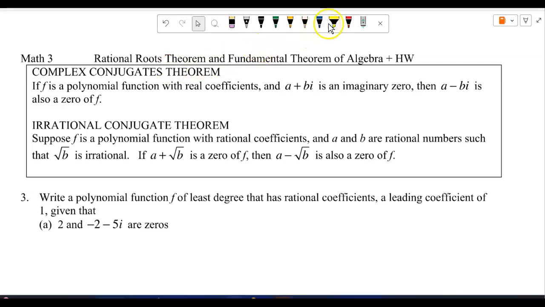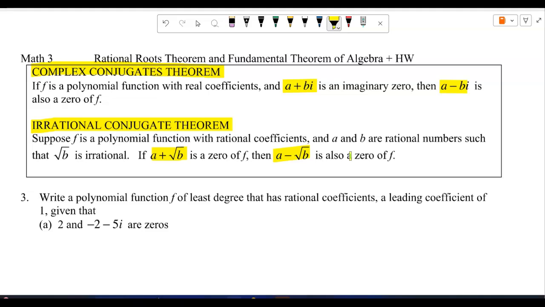I didn't fill it out, but I'll just do it now. See, complex conjugate theorem: if f is a polynomial function with real coefficients and a plus bi is an imaginary root, then a minus bi is also a zero. Means they always occur in pairs, because of i. If i is there, then it's minus. But it can also happen with the irrational conjugate theorem. It says that if a plus root b is a zero, then the other zero, a minus root b, has to be there. So complex and irrational roots always occur in pairs.